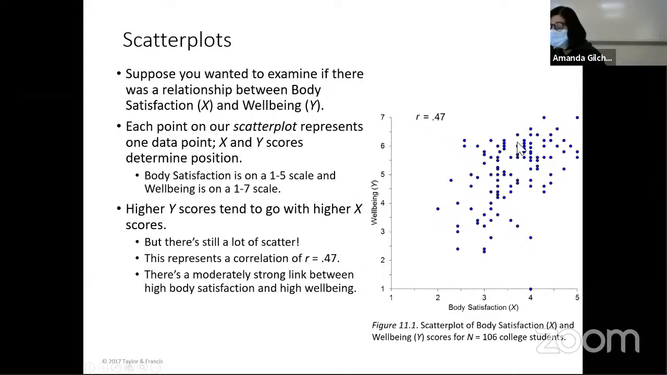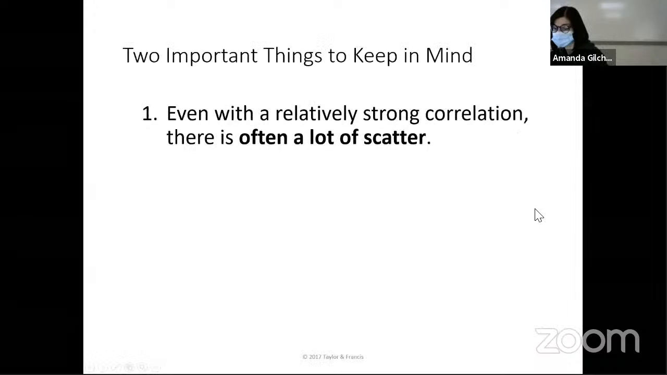And so what you're actually looking at here is a correlation coefficient of 0.47. So this is a moderate correlation. One of the things that we're going to find with human behavior, just in general, because people are variable, people are different, is that if you can get a correlation coefficient based off of psychological variables that's greater than 0.3, you're doing pretty well. So what we can find is that there is a moderately strong link, based off of this data, between high body satisfaction and high well-being.